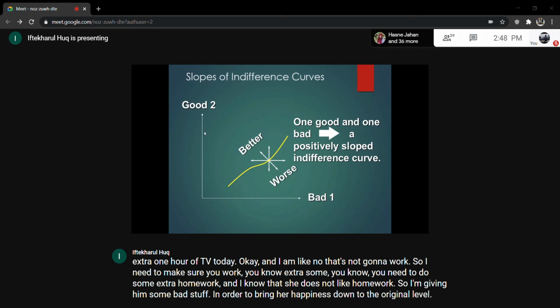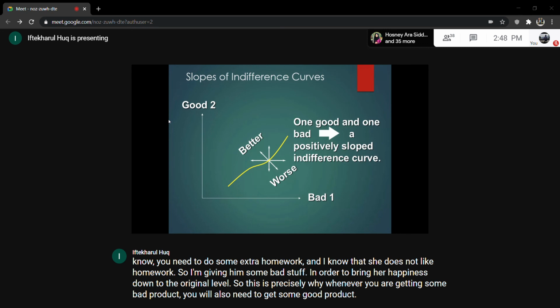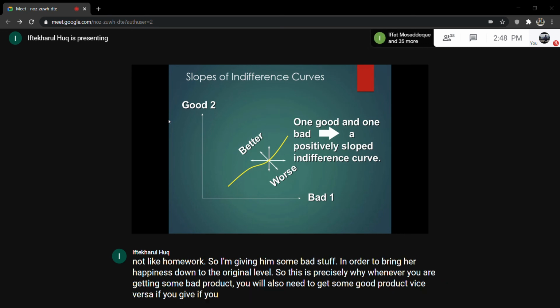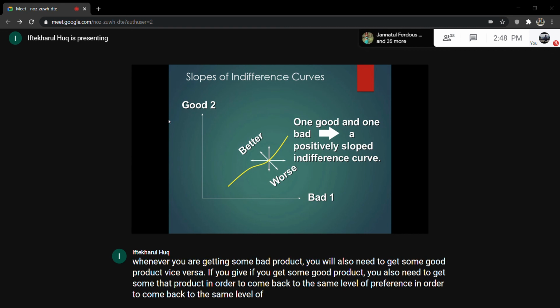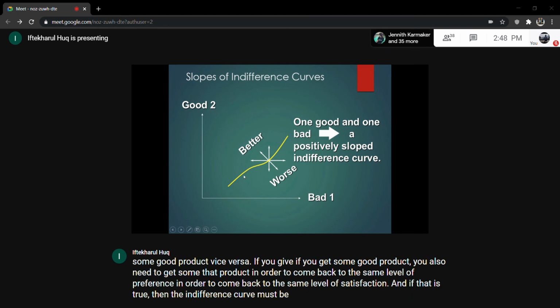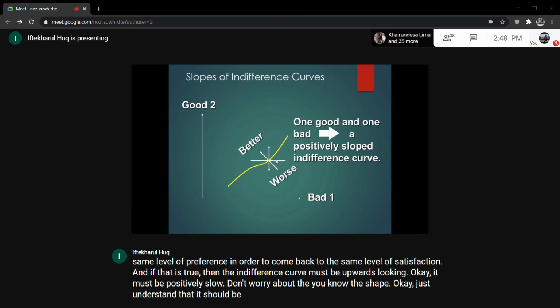So this is precisely why whenever you get some bad product, you will also need to get some good product. Vice versa, if you get some good product, you also need to get some bad product in order to come back to the same level of preference, the same level of satisfaction. And if that is true, then the indifference curve must be upward sloping. It must be positively sloped. Don't worry about the shape. Just understand that it should be positively sloped.